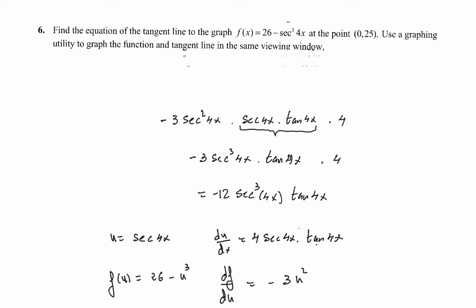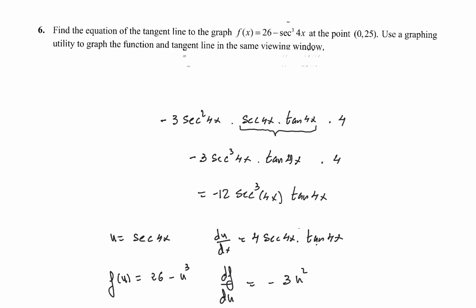This is the way that you can do it very fast. Put the 3 going down here, minus 3. Take one power less, so it will be secant square of 4x. Then the derivative of secant 4x is secant 4x multiplied by tangent of 4x, and multiply this by the derivative of 4x, which is 4. And you will obtain minus 12 secant square 4x multiplied by secant 4x, which is secant cube of 4x, multiplied by tangent of 4x.